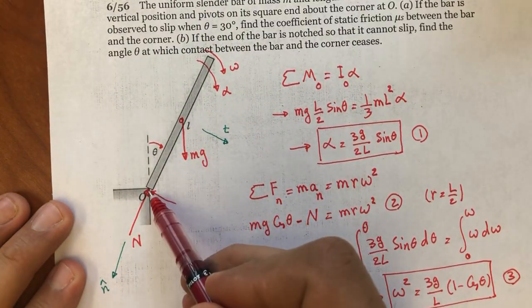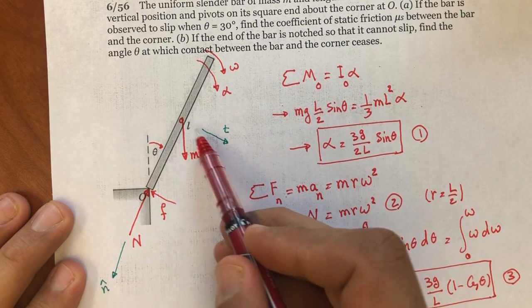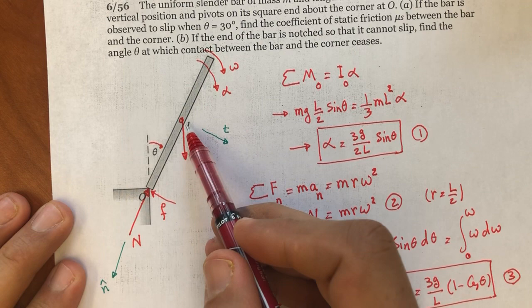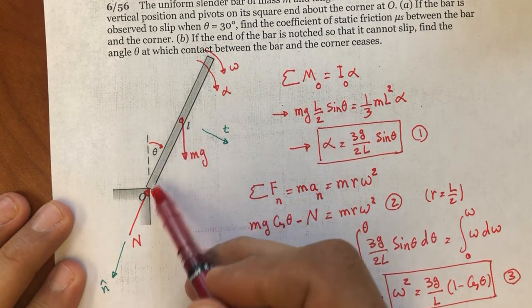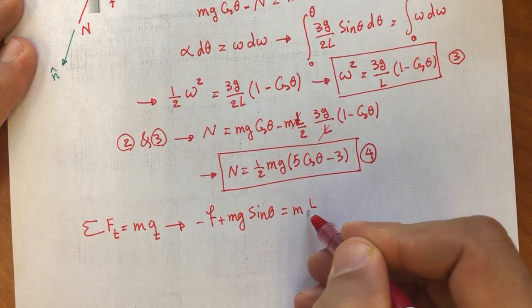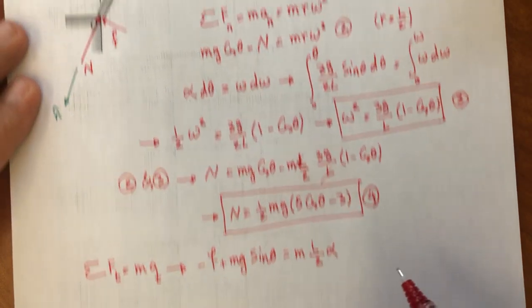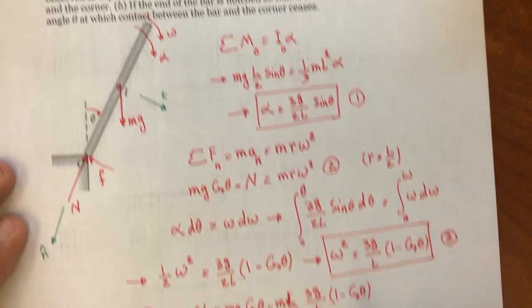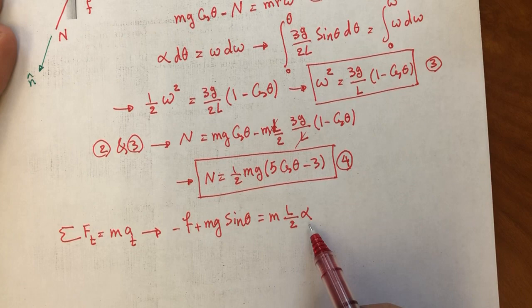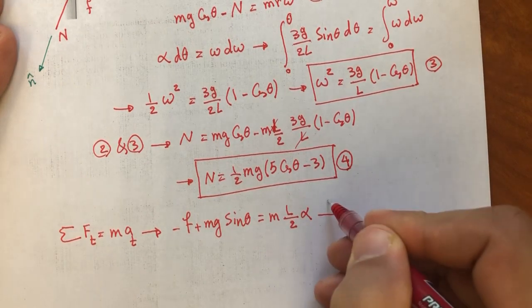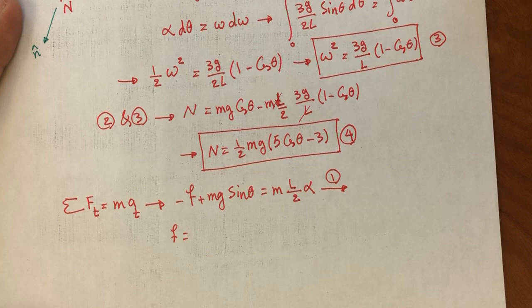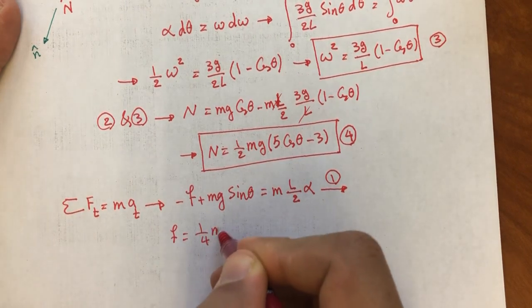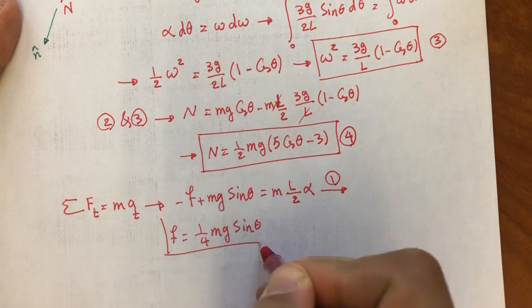Okay, the centroid is rotating about point O, so the tangential part of the acceleration of it is going to be r times alpha, right? And alpha is in counterclockwise direction, so AT is going to be in this direction. So it's going to be half of L times alpha. Fortunately, we know what is alpha. Alpha, we found it here, right? So if I replace from 1 here, then I can find the friction force. If you do that and simplify it, the friction force is going to be equal to mg divided by 4 times sine of theta. So we are done.